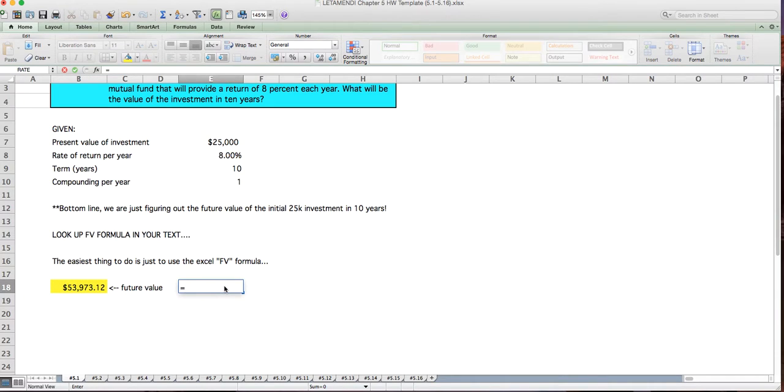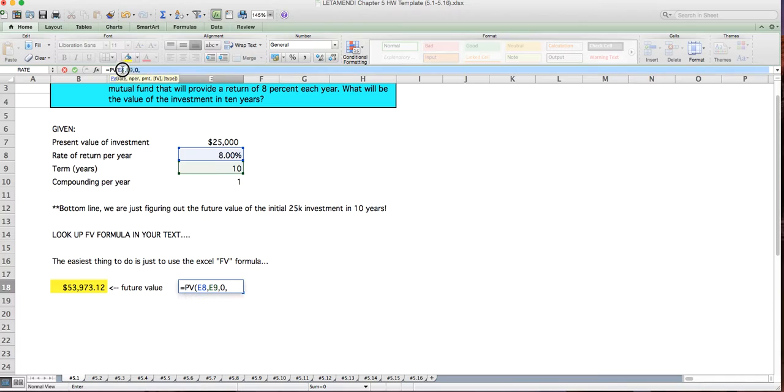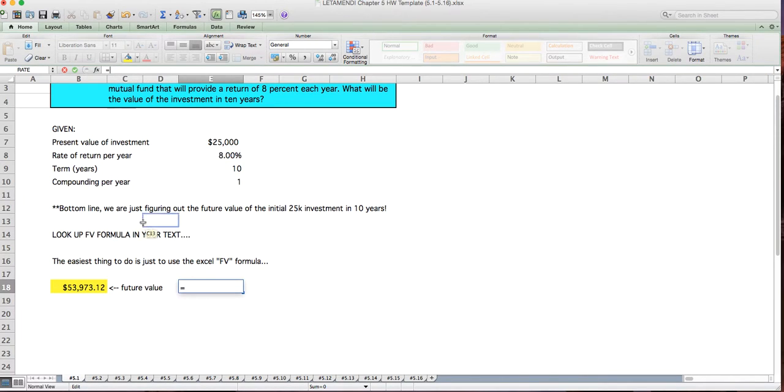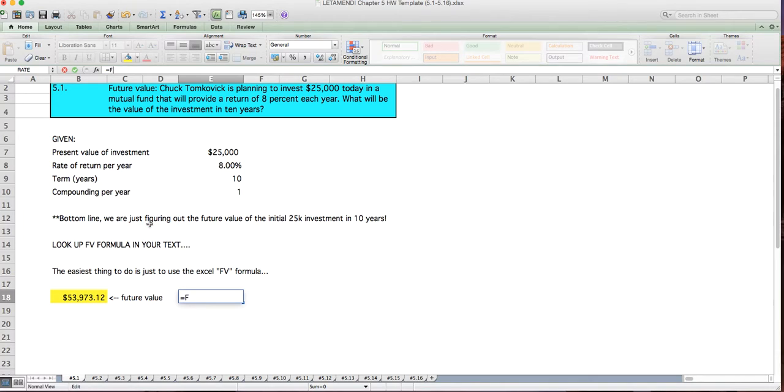All right, so let's try it over here. Equals present value, open parentheses. So then it's asking you for the rate, which is this, the number of periods, which is that, the payment we said was going to be 0. Oh, I just used the present value formula. Whoops. Don't make that mistake. So it's future value, FV, open parentheses, the rate, comma, number of periods, which is 10, comma, payment, we said it was 0, comma, and then the present value, which is going to be a negative 25,000. And then, yep, we get the same answer. So that's how you come up with the future value, okay?